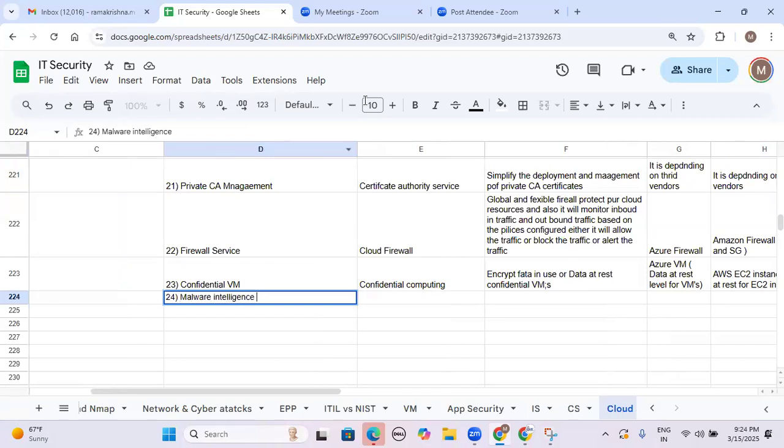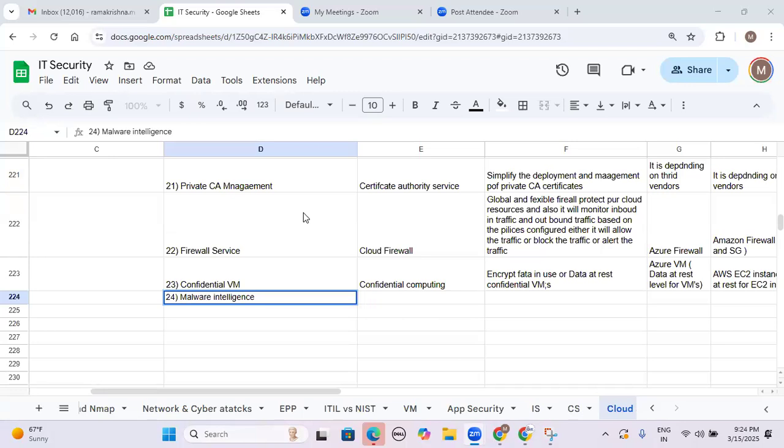What is this malware intelligence and which one can we integrate? Any guess? Malware intelligence: what is the open source tool we are using to check the reputation of malware infection? VirusTotal. Yeah, excellent.